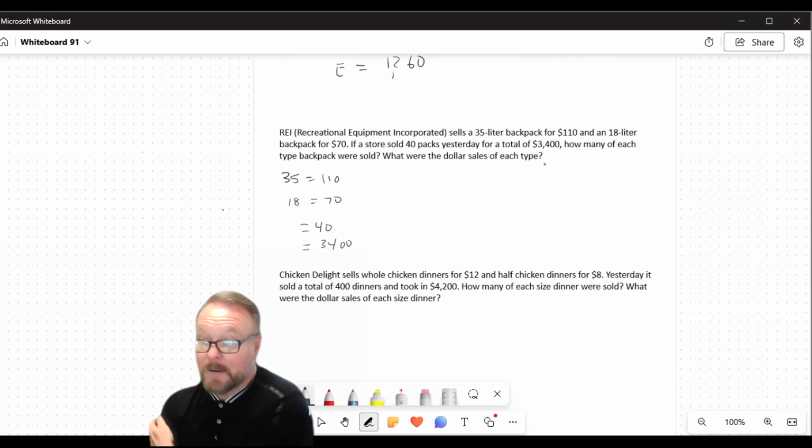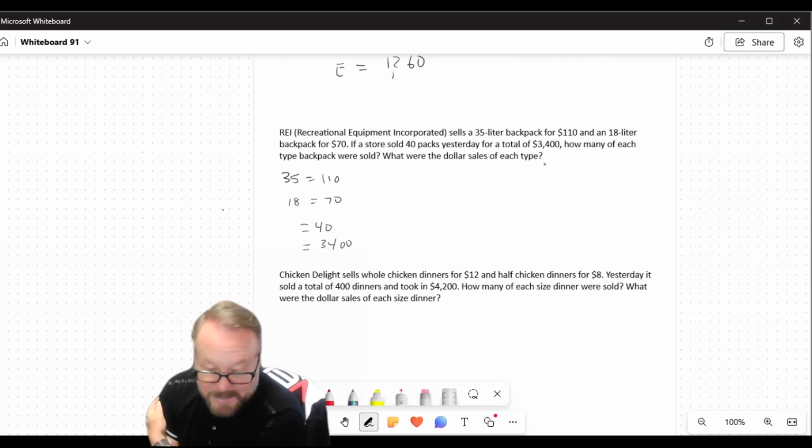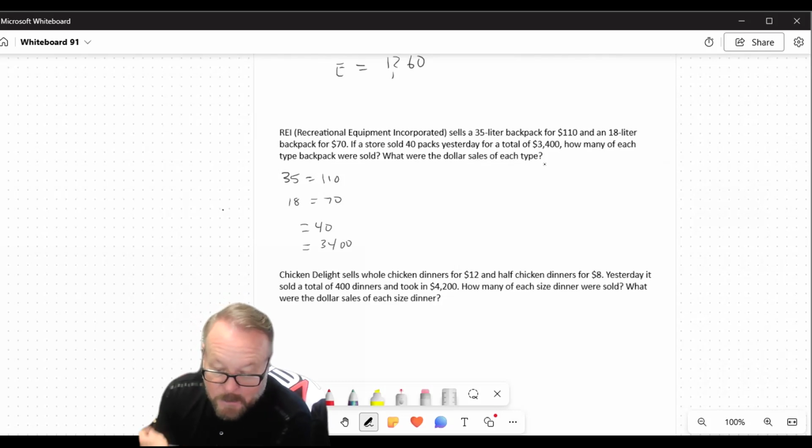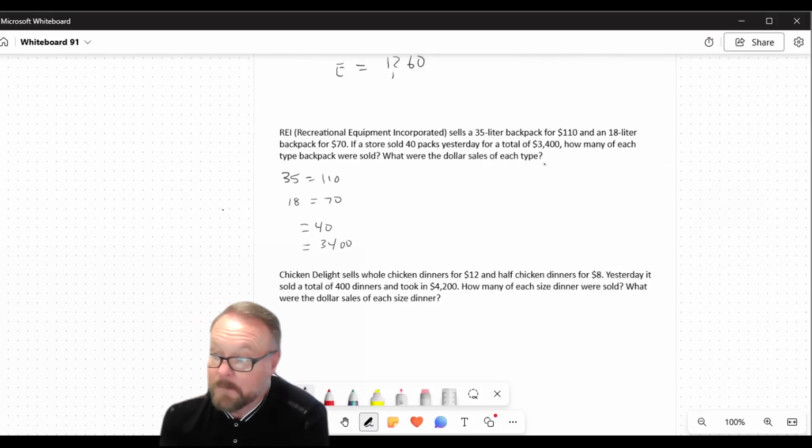All right, so how do I figure out a problem like this? Well, in this case, the best thing to do is to take your first one, which is your 35-liter backpack, and they were $110. So we're going to write $110, and we're going to multiply that. We're going to call that 110 times x, right? So x represents the 35-liter backpacks.